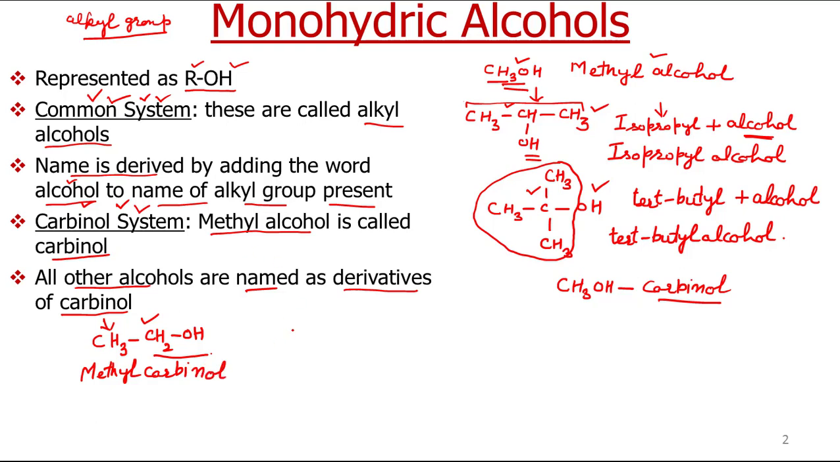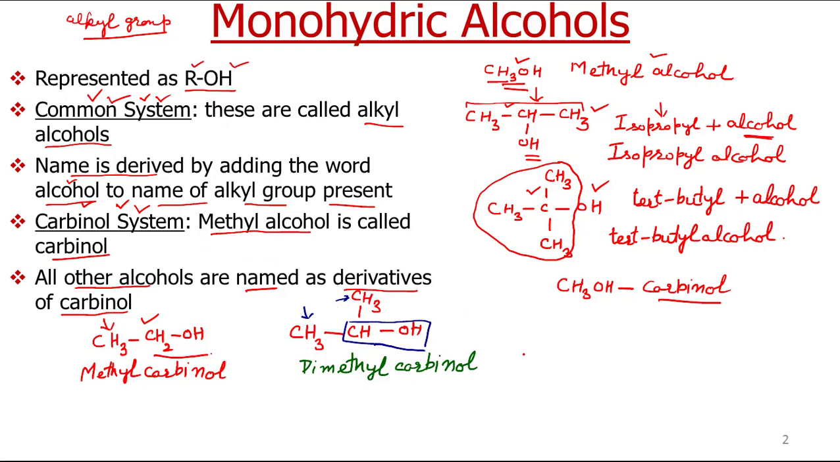Similarly, we can write CH3CHCH3OH. Now this part is carbinol. So we have two substituents, two methyl groups, so we will call it dimethyl carbinol. So its name will be dimethyl carbinol. This is how we use this system to name various alcohols.